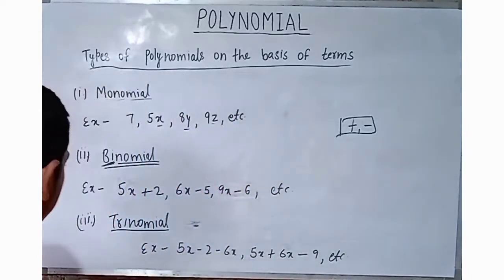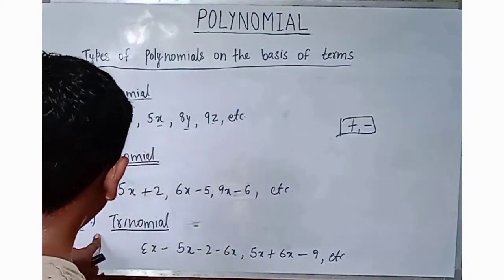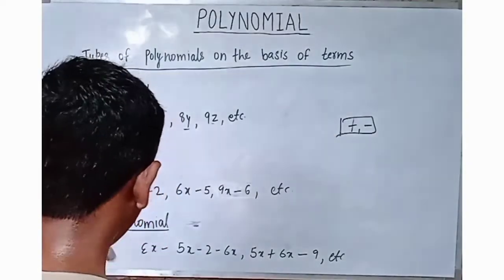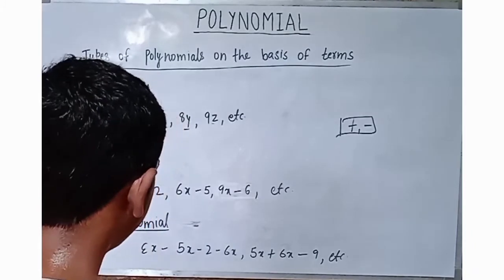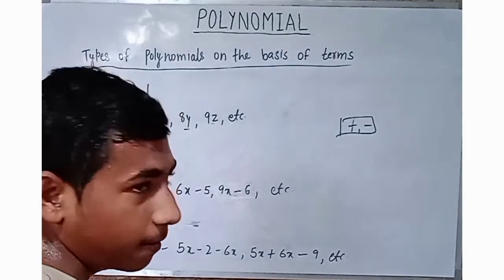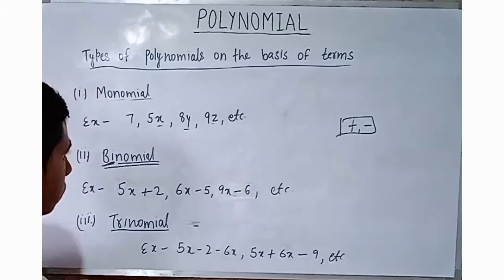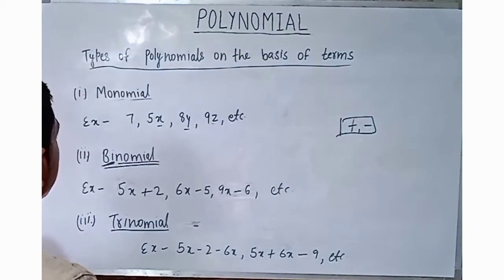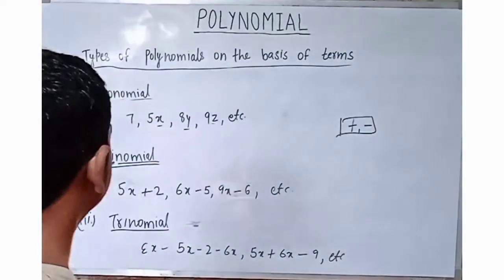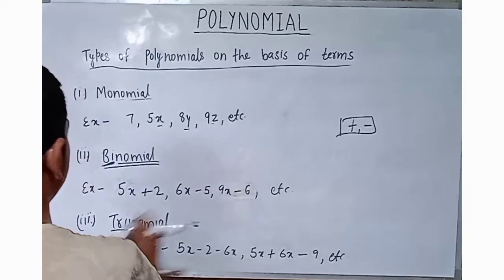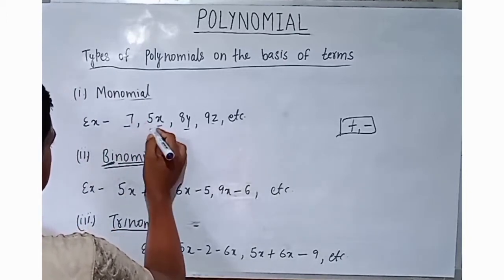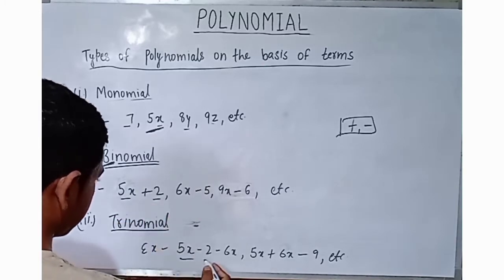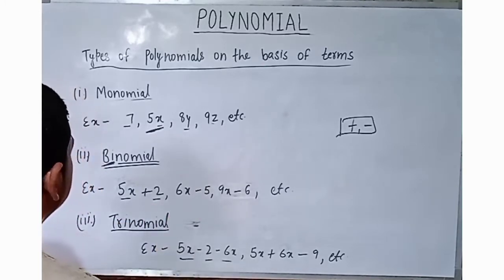and so on. But in class 9th we see three types of polynomial on the basis of terms, okay? They are so on, okay? For example, tetranomial, okay, pentanomial, hexanomial, and so on. So these are the types of polynomial on the basis of terms, okay? See here the term is 7, 5x, one term only, okay? Here two terms and here three terms, okay? So these are the types.